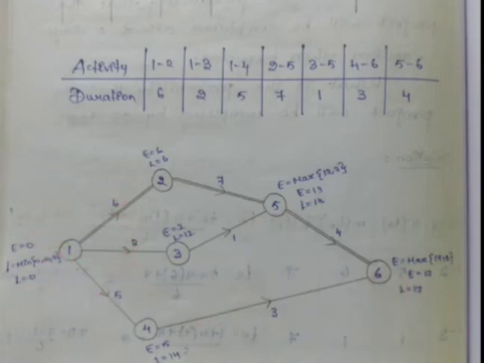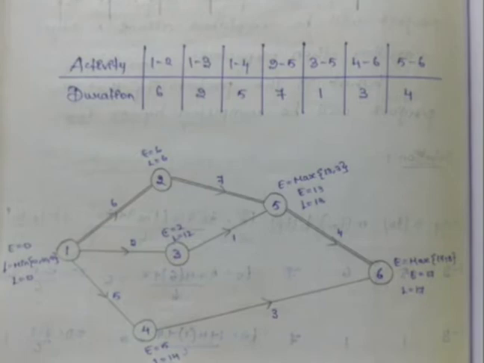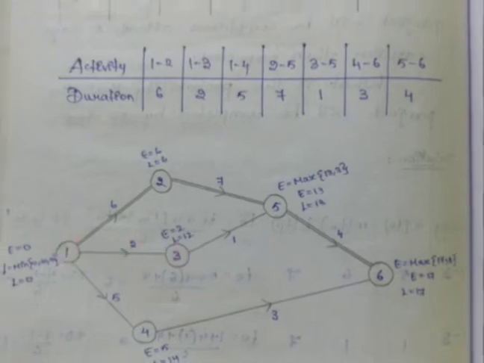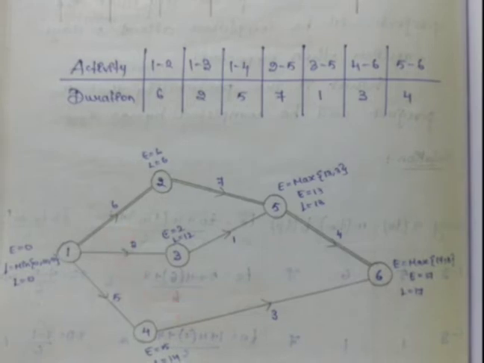For the first activity, E value will be 0. Next we come to the second one. For the second activity there is only one incoming activity, so we have to add the duration to the previous E value. So E is equal to 0 plus 6, that is E is equal to 6. Next, the third activity also has only one incoming activity, so we add the E value. So E is equal to 0 plus 2, which is 2. Next will be 4. 4 also has only one incoming activity, so we add 0 plus 5. That value will be E is equal to 5.